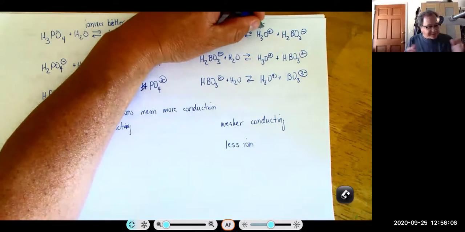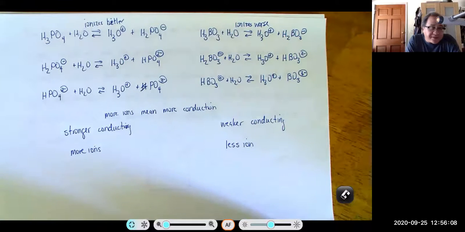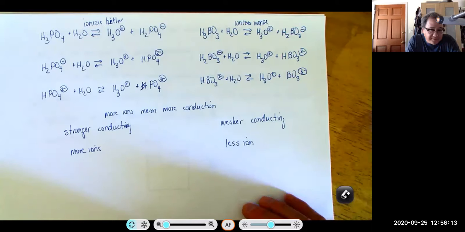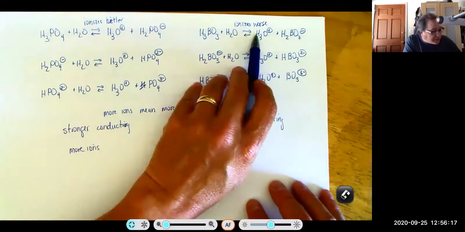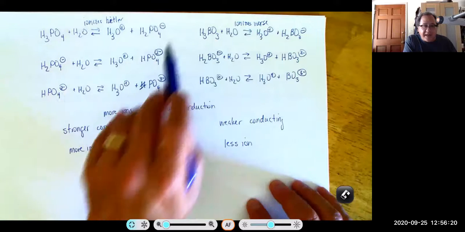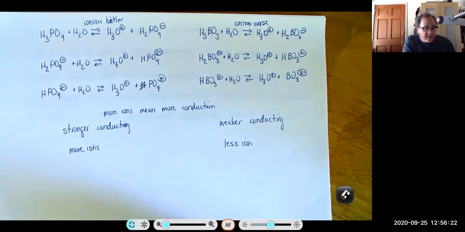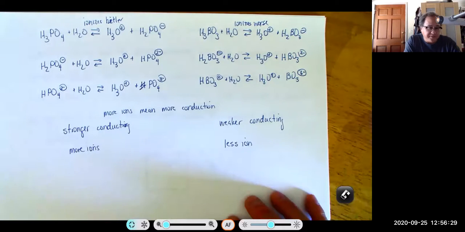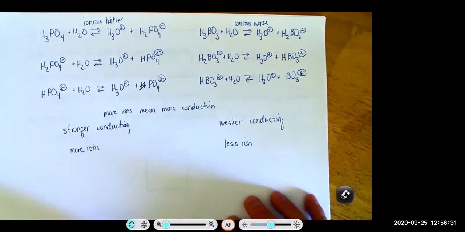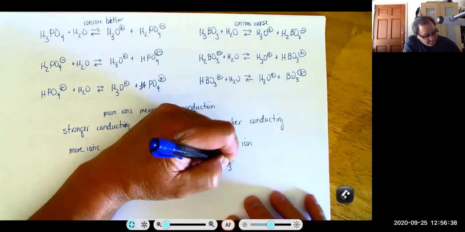Now, here's something else we can say. We know that if it doesn't ionize completely, it's a weak acid. Well, what if they're both weak acids, but they don't ionize the same? They're both weak acids. Which one is weaker? Would the boron one be weaker? Since it ionizes worse? You got it, boric acid.